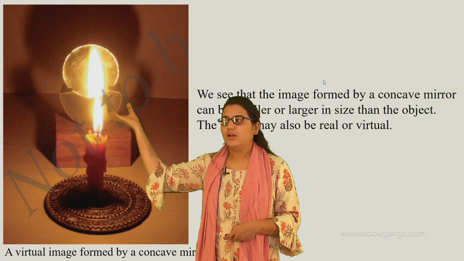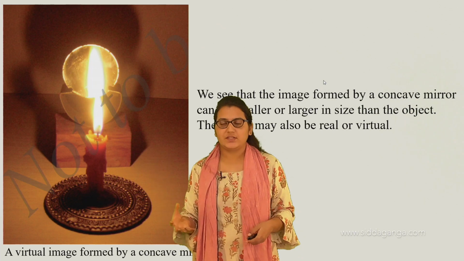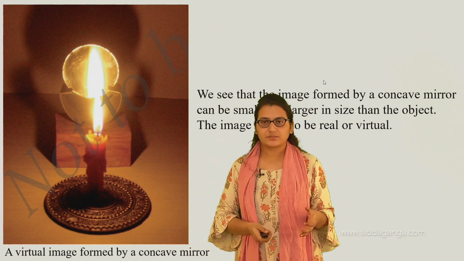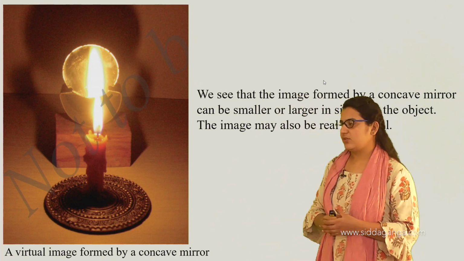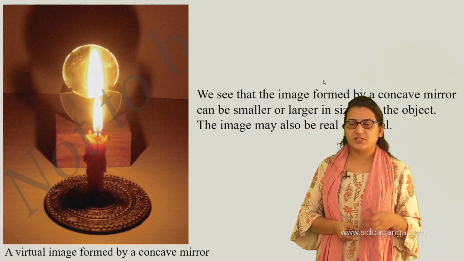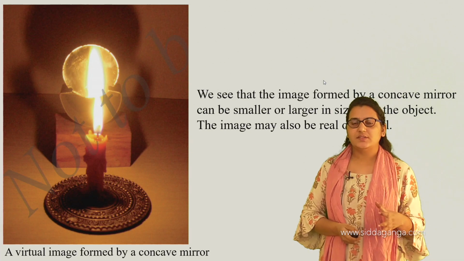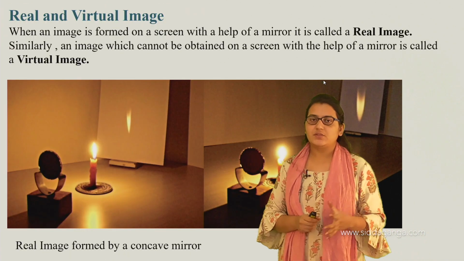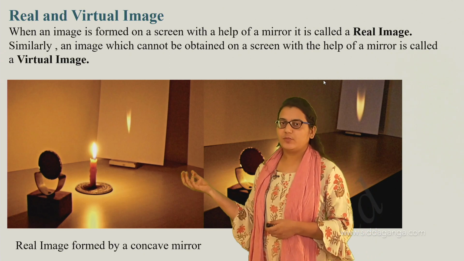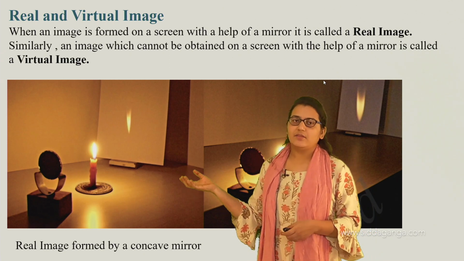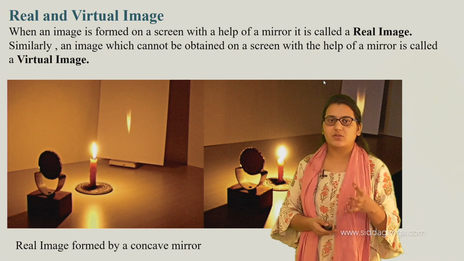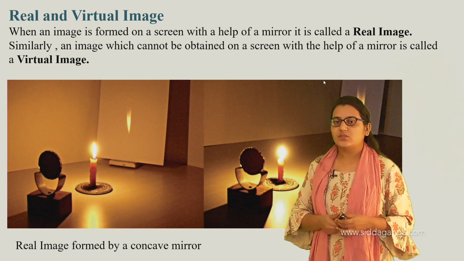So this is the virtual image. Virtual images are not captured by the screen. So we cannot get virtual images on the screen. That is what a virtual image is: an image which is not obtained on a screen. When an image is formed on a screen with the help of a mirror, it is called a real image, and similarly an image which cannot be obtained on a screen with the help of a mirror is called a virtual image. So it depends.